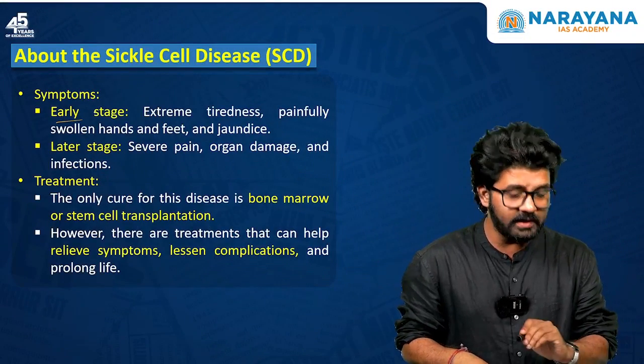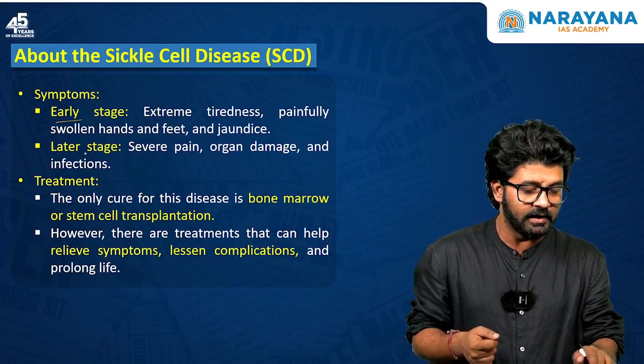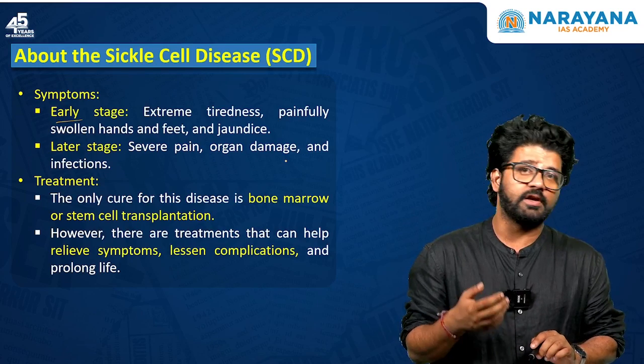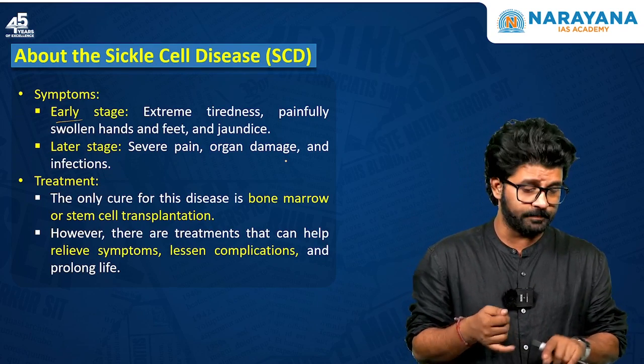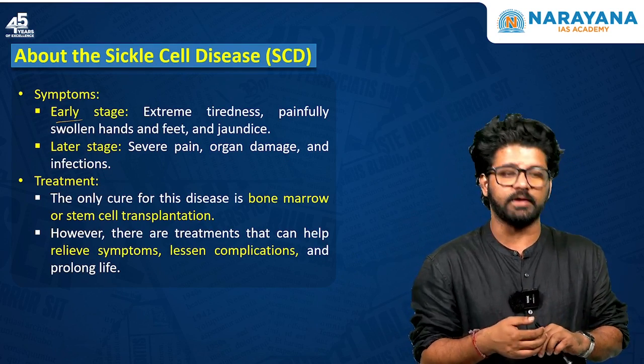Symptoms: in the early stage, tiredness and swollen hands. In the later stage, severe pain, organ damage and infection, because again, you have a lack of oxygen because of the issue associated with RBCs.